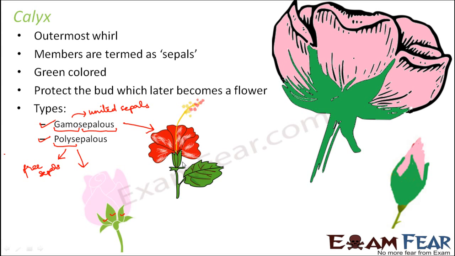So that is gamosepalous. Generally calyx are short-lived, that is the sepals are short-lived. They fall off as the bud opens. As I said before also, they play the most important role only when the flower is not yet formed, when it is in the form of a bud. Now when the bud gets converted into a flower, calyx do not really have a major role to play. So most of the time they actually fall off.